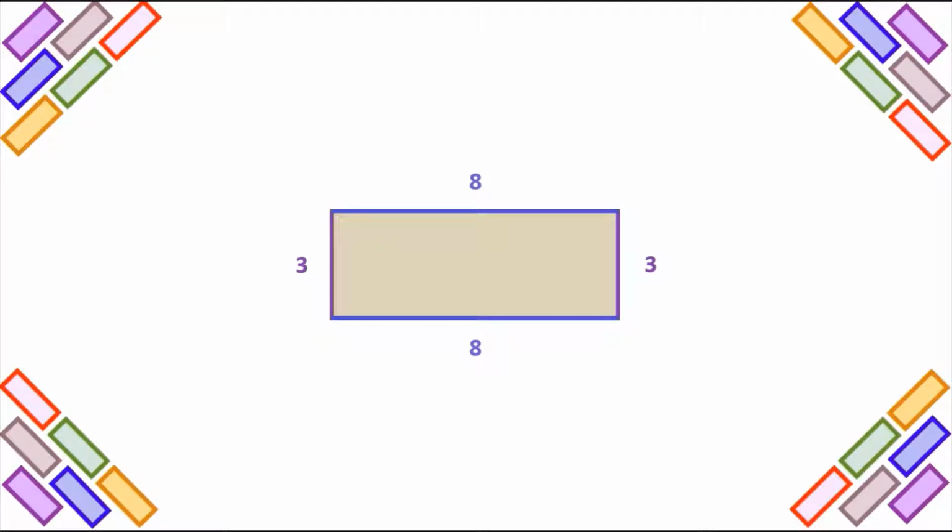Being that the length of the rectangle is 8, we can divide the length into 8 equal pieces. Being that the width of this rectangle is 3, we would divide our rectangle horizontally into 3 equal parts.